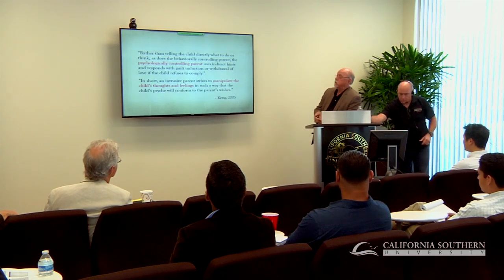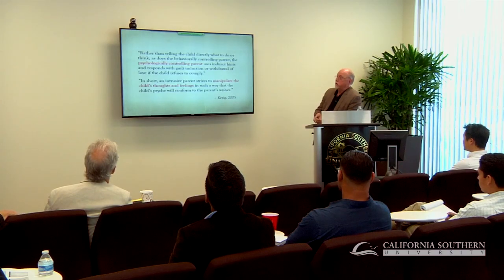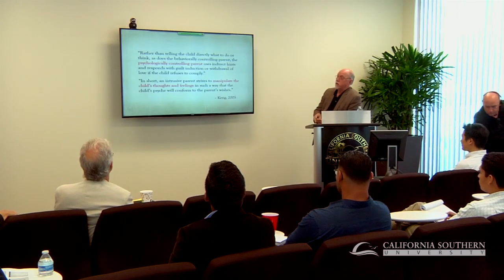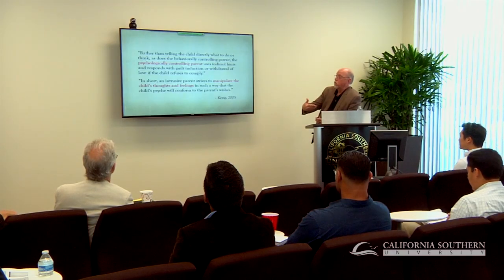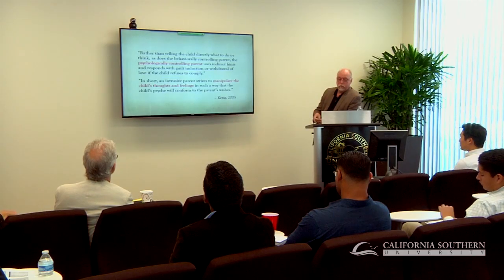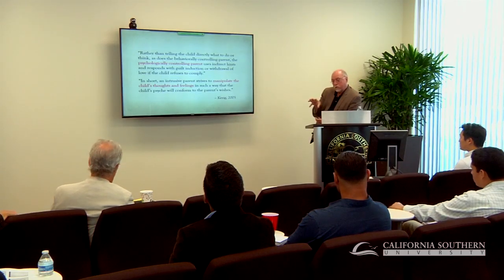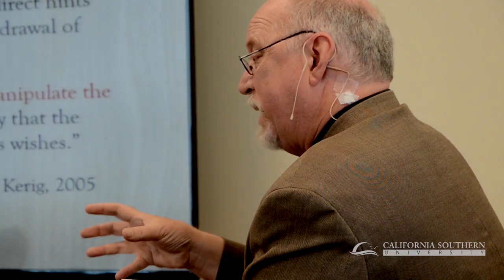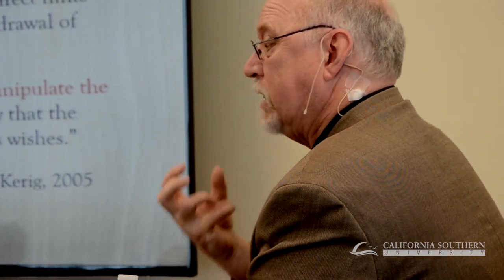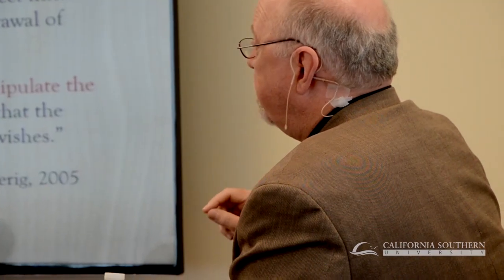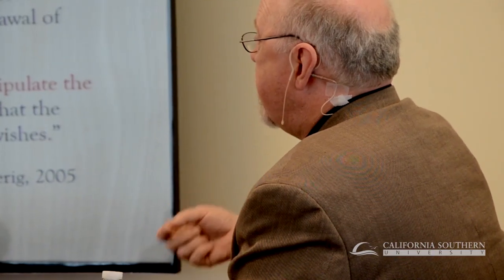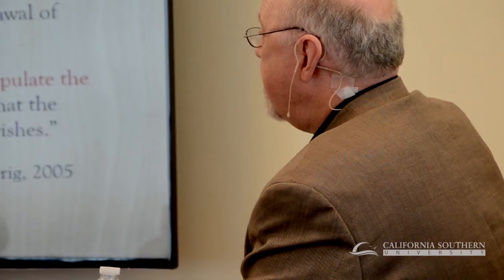Okay. So rather than telling the child directly what to do or think, as does the behaviorally controlling parent, the psychologically controlling parent uses indirect hints that respond with guilt induction or withdrawal of love if the child refuses to comply. So the narcissistic parent isn't just controlling the child's behavior, they're controlling the child psychologically. In short, an intrusive parent strives to manipulate the child's thoughts and feelings in such a way that the child's psyche will conform to the parent's wishes.